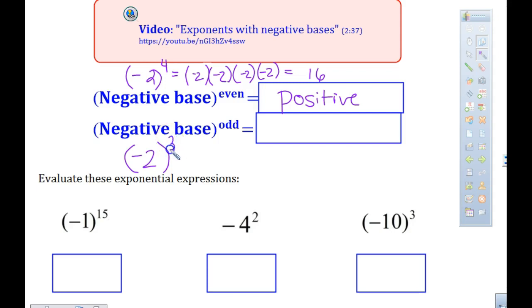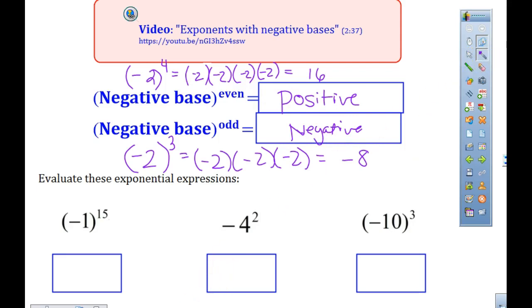And I have this to the third. That means I am multiplying 3 negative 2s together. As I do that, negative 2 times negative 2 is 4, times another negative 2, this would be a negative 8. So if you have a negative base to an odd power, we are going to be looking at that answer always being negative.